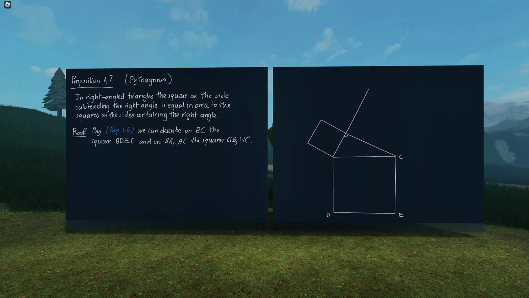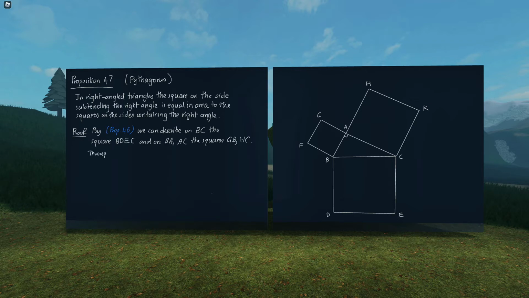Now I've drawn that line not quite in line with AC. That was an accident, but it will serve a purpose because we don't know that that is actually in a straight line. That's part of the proof. So that's GF. So at the moment, we've just constructed these squares on these sides, and that's all we know. All right, so that's proposition 46.